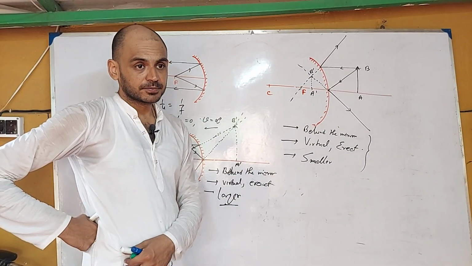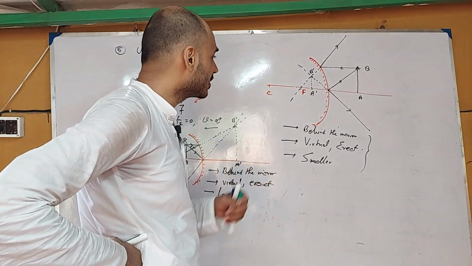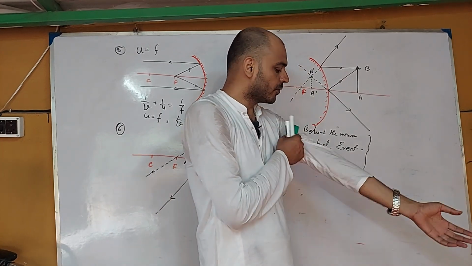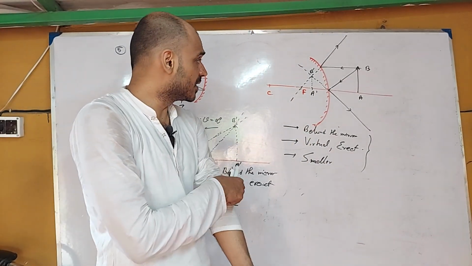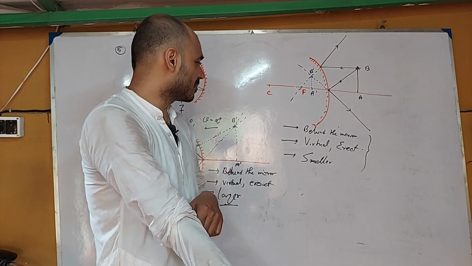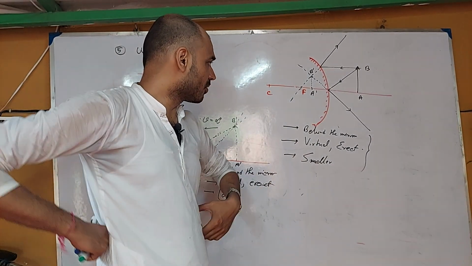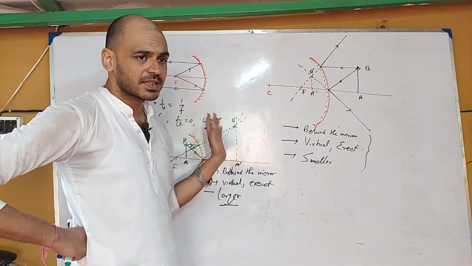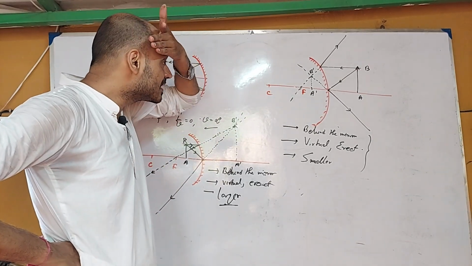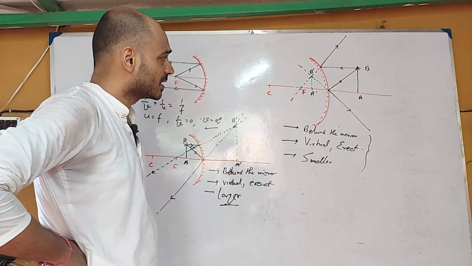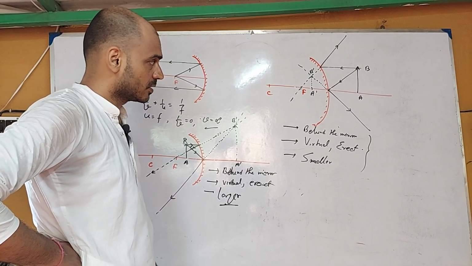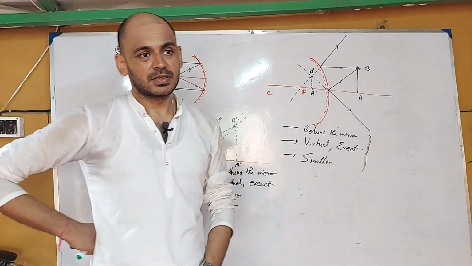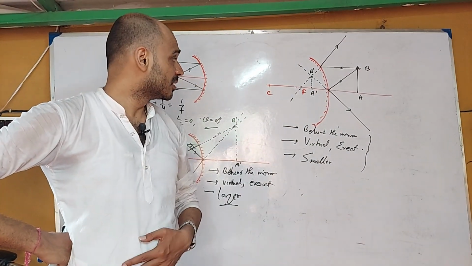There is only one case for the convex mirror. For any position of the object in front of the mirror, this kind of image is always formed for a convex mirror. And for the concave mirror, these 5 or 6 situations can happen, whereas for the convex mirror this is the only one situation of image formation. This kind of image always forms for a convex mirror. Understand?